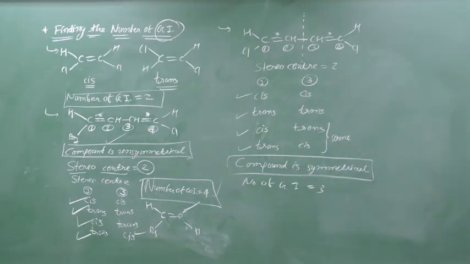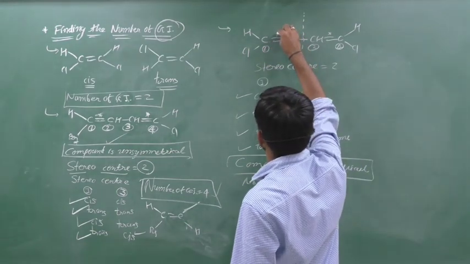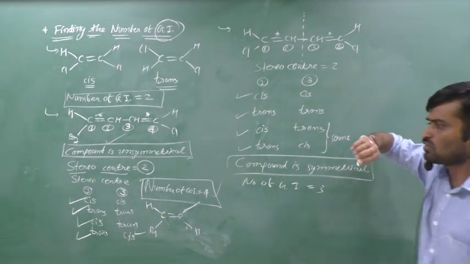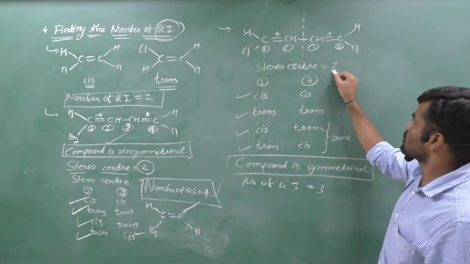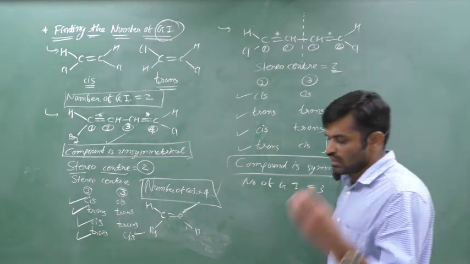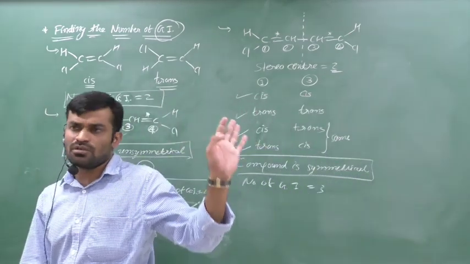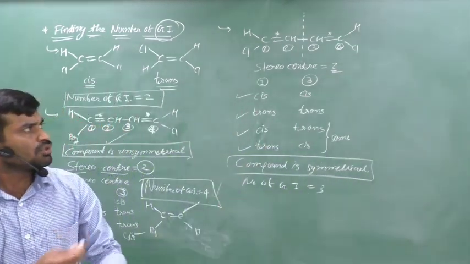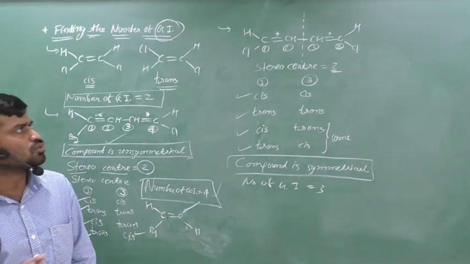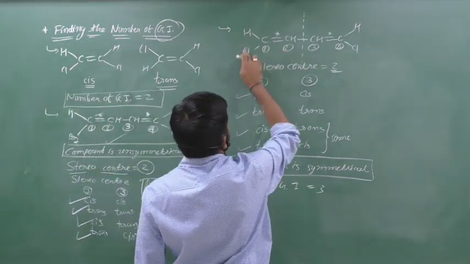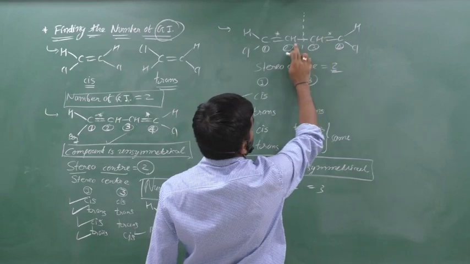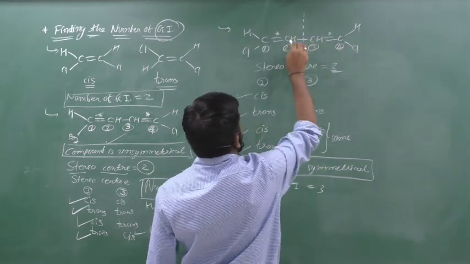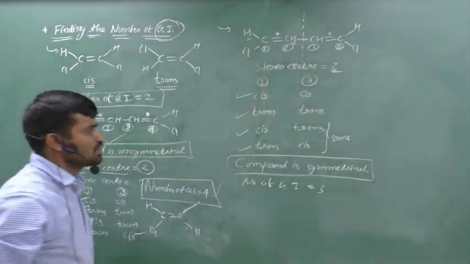Now we can think about GI. First of all, you can say that this is a stereo center and this is also a stereo center. Now you can say that the number of stereo centers is equal to 2. If anyone asks the question for this compound, give the number of stereo centers, the answer is 2 because of the pi bond, different valency, different valency, and one is common. Therefore, it shows this is trans.